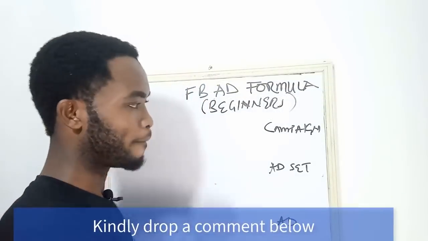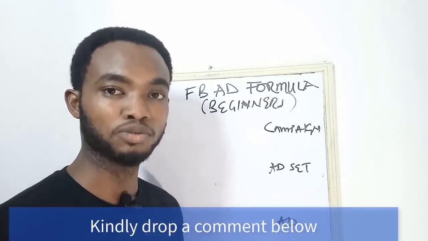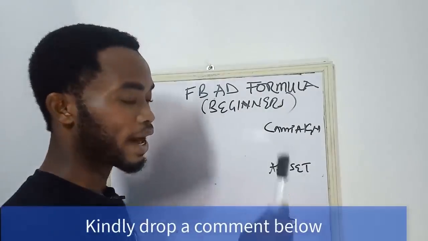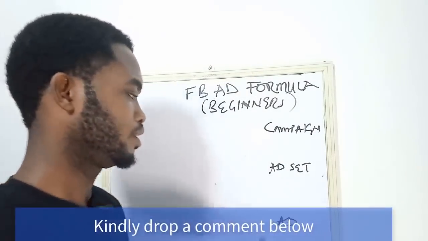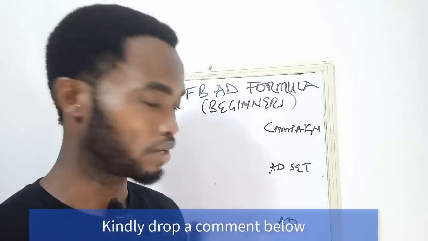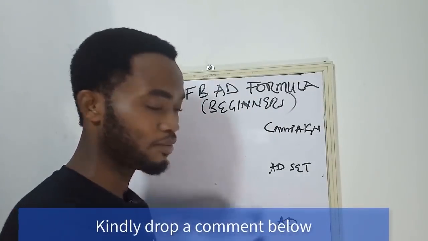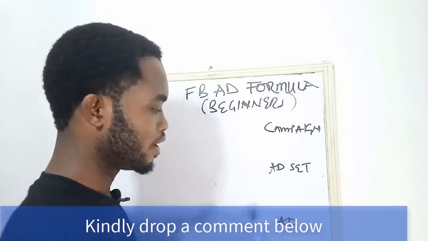So there's a campaign level where you choose your marketing objective: you have traffic, video views, engagement, conversion and all. In the ad set, you choose your target audience and your budget, and you also choose the page you are using to advertise. The ad level is where you actually put up the content, the write-up, or the post you're advertising.